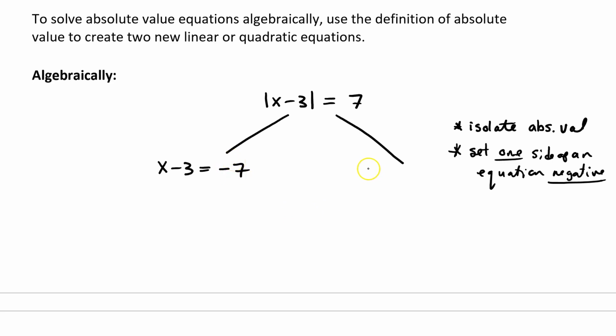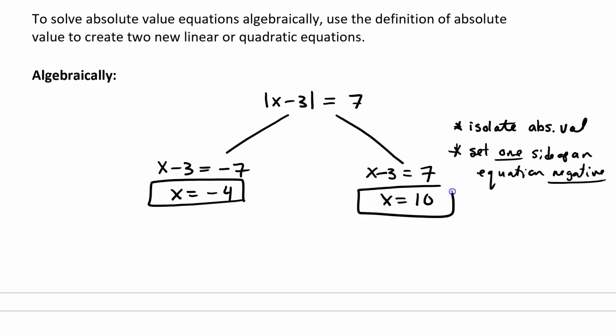And then I'm going to keep this as x minus 3 equals positive 7. Why? Because the absolute value of negative 7 is 7, so this will be true. So now what we do is we solve both sides: add 3 to both sides, x equals negative 4, and add 3 to both sides here as well, x equals 10. I'm going to put a box around my answer because I like my teacher. The final step here that I didn't write down is solve each.